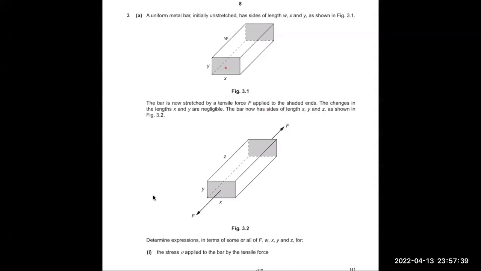So we're applying a tensile force that basically causes length W to change. X and Y remain unchanged. W increases and becomes Z. This is the new length.